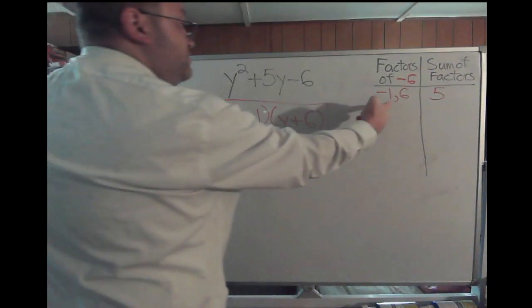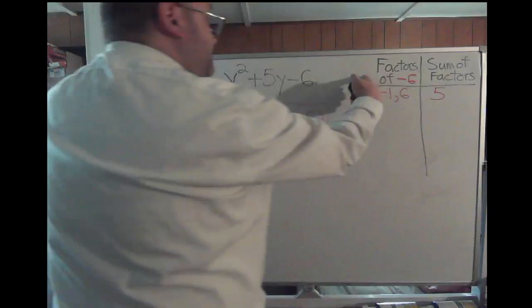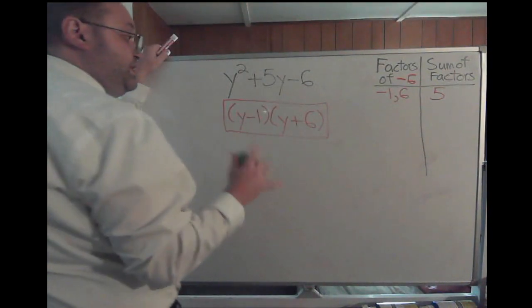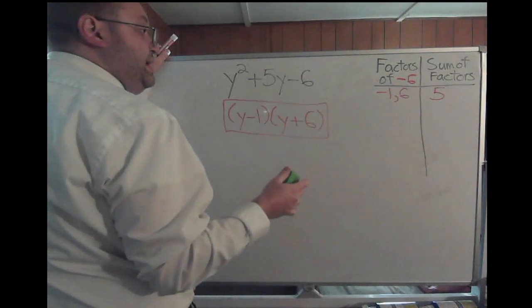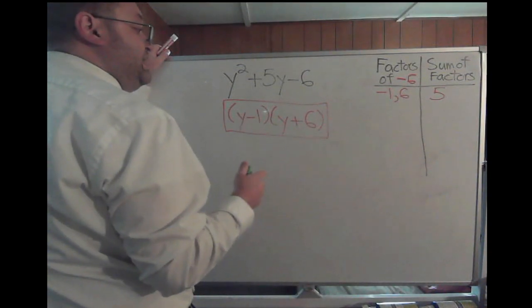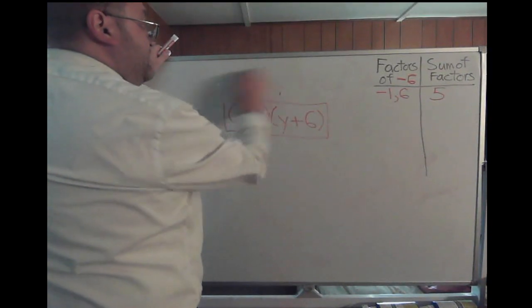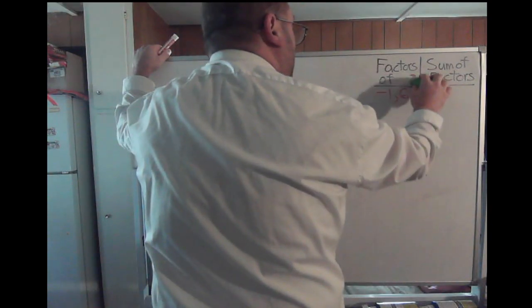And sometimes it still helps to make yourself a table for the factors of the constant term and then the sum of the factors. It helps to do that. And it can be a little bit of trial and error. That's okay. You may not always arrive at your answer right away, but you will arrive at it. And if it's not factorable, then it's prime. It would be considered a prime quadratic equation.